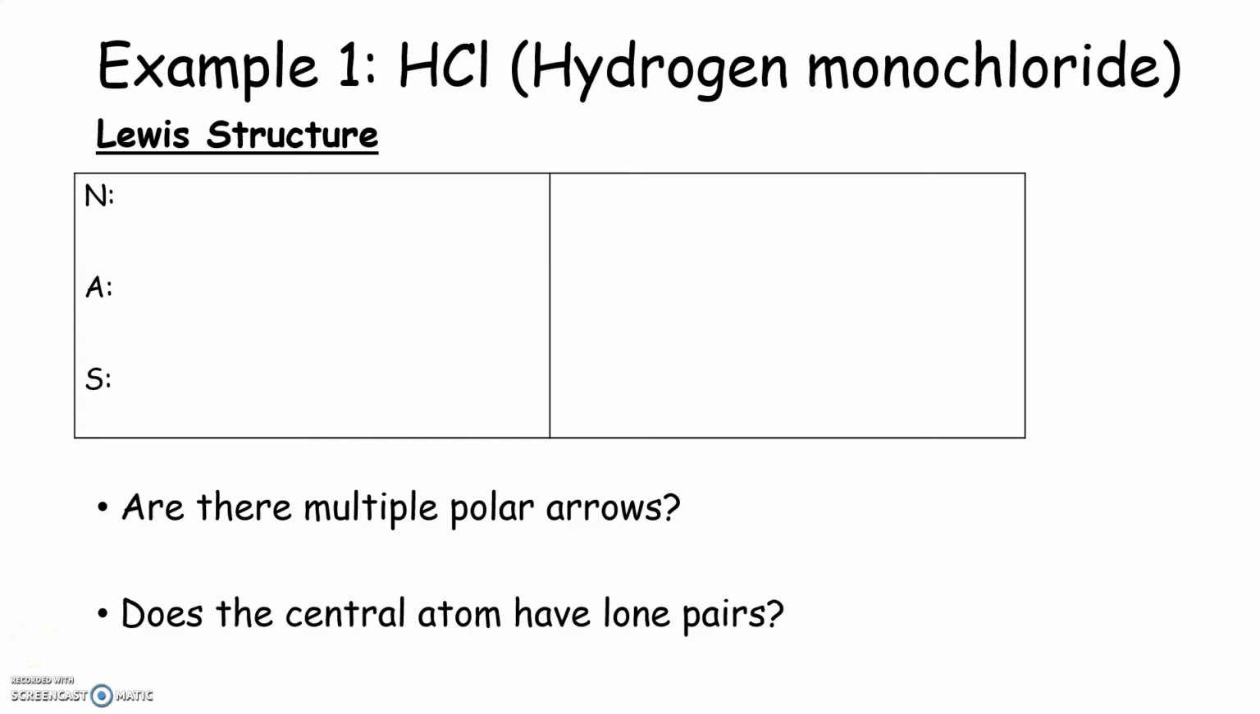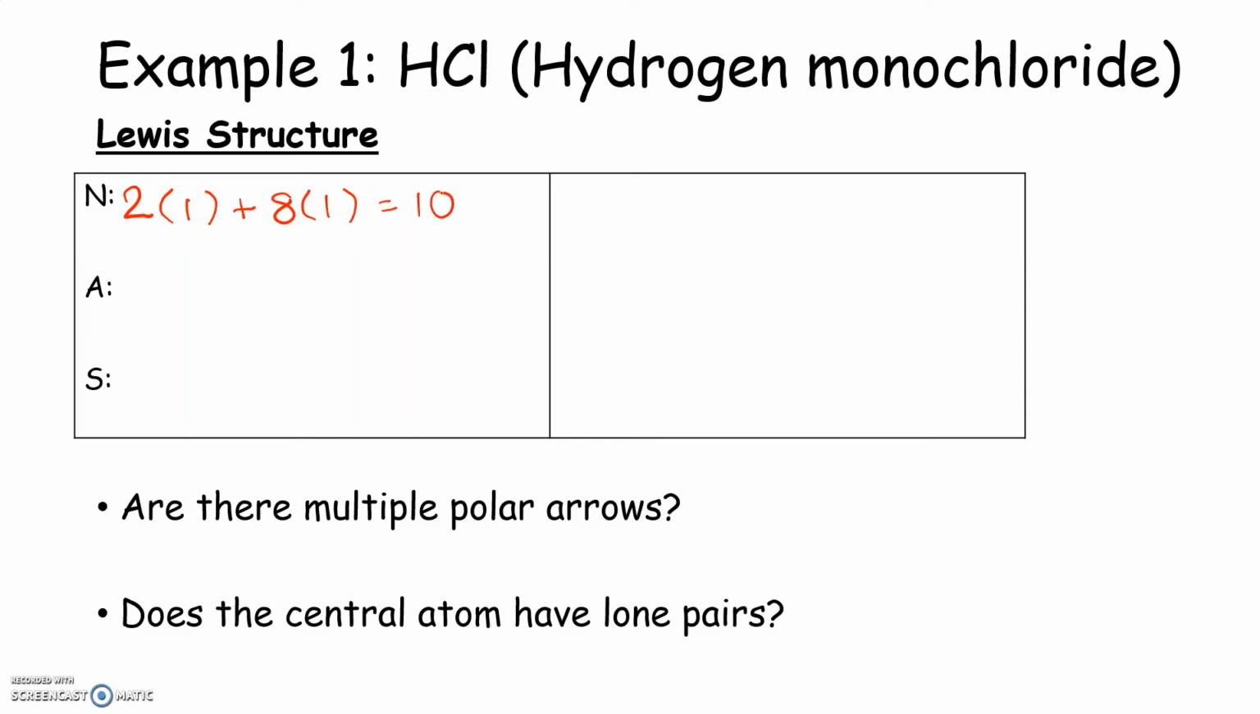Okay, for the first example, I'm going to do hydrogen monochloride, HCl. I'm going to start by drawing my Lewis structure. Remember the NAS method. N stands for need, A is for available, and S is for shared. I'm going to start with N. Remember, every element except for hydrogen needs 8 electrons. Hydrogen only needs 2 to be happy. So in this case, hydrogen needs 2, and I have 1 hydrogen. I'm also dealing with chlorine, and chlorine needs 8 because it's not hydrogen, and I have 1 chlorine. So 2 plus 8 gives me 10 electrons.